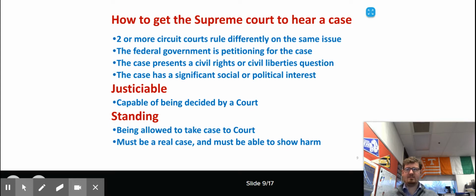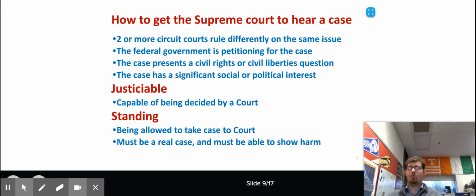Anytime that there is a significant civil rights or civil liberties question, the court will often take up the case. And then if there is significant social and political interest. So we'll talk tomorrow about the legitimacy of the court and its balancing act between trying to stay apolitical while also staying relevant and hearing the will of the people and hearing what people have interest in, what has social significance.